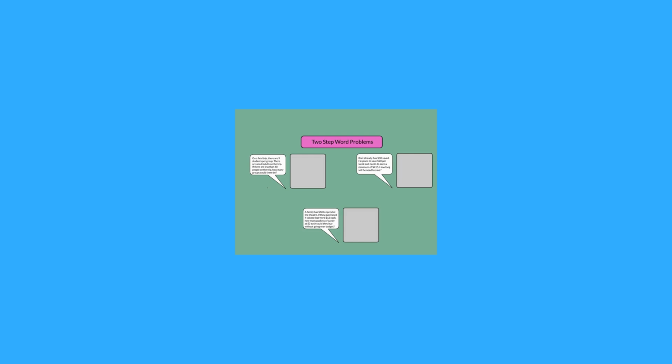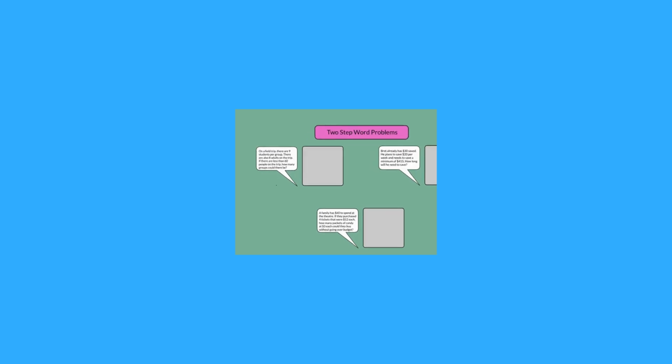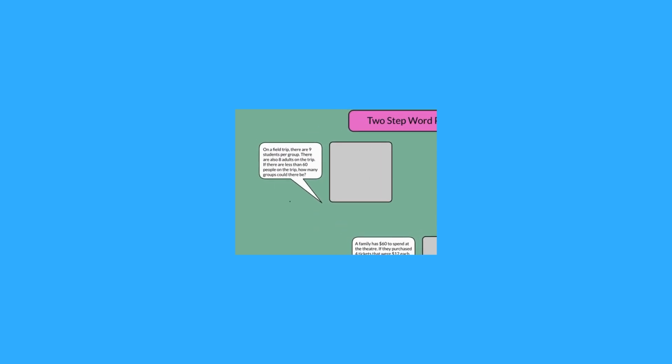Just like with one-step word problems, every word problem is going to be a little bit different. We're going to start with just 3 examples. So we're going to start with this one. On a field trip, there are 9 students per group.